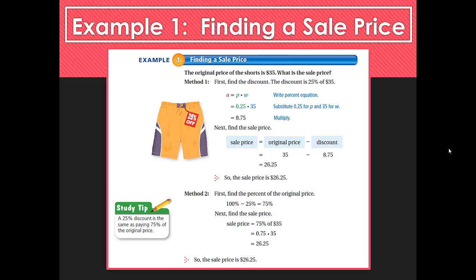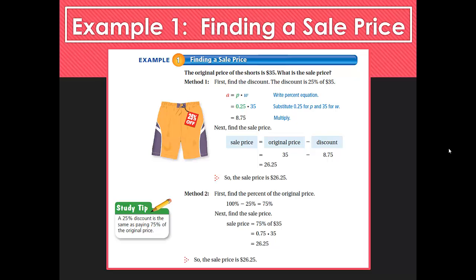For our first example, we're finding a sale price. The original price of the shorts is $35. What is the sale price? We have two methods we're going to look at. For method 1, first find the discount. The discount is 25% of $35.